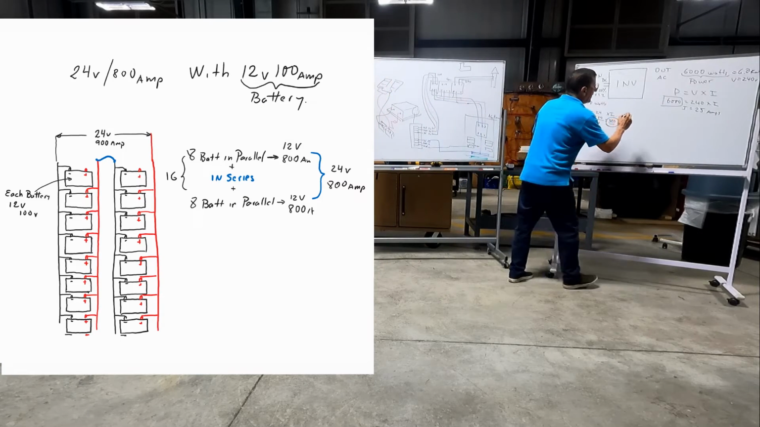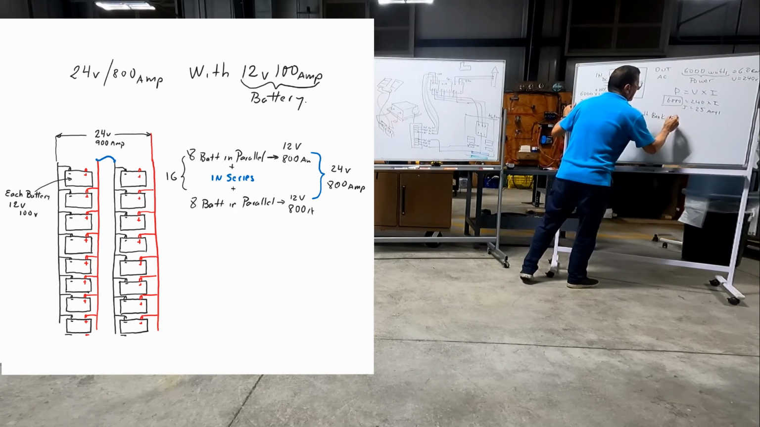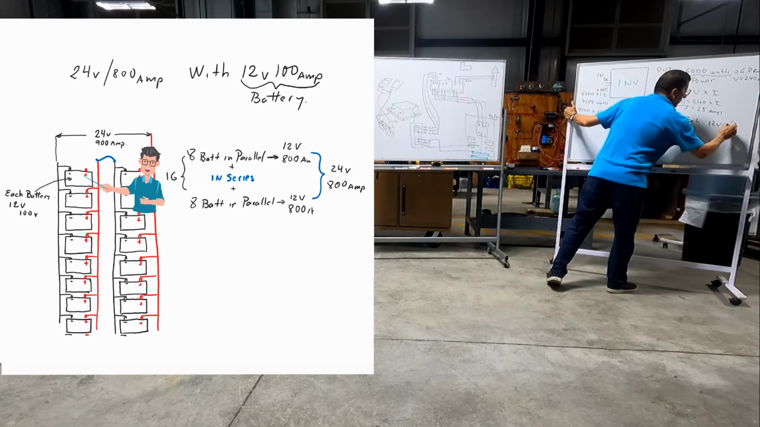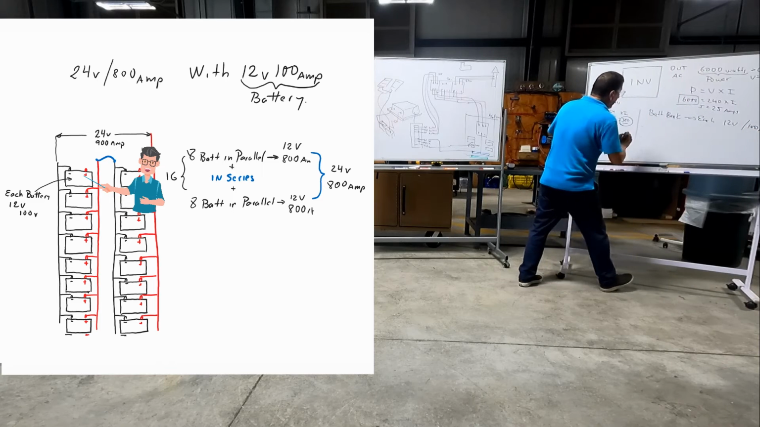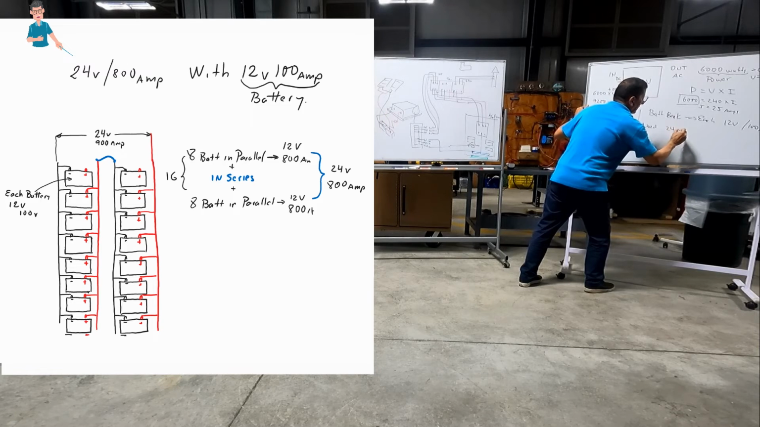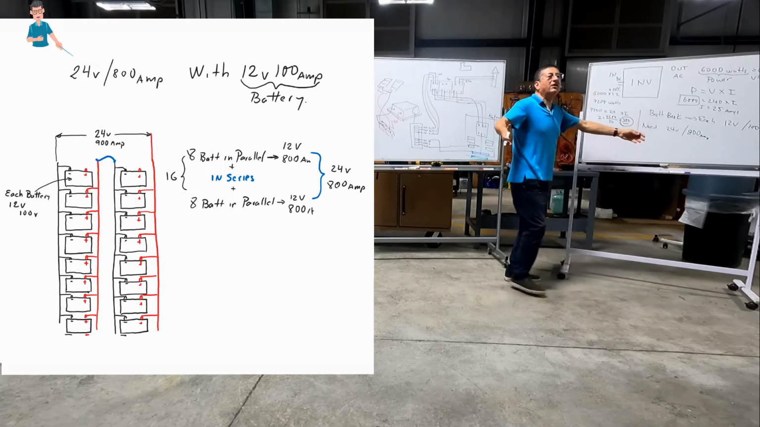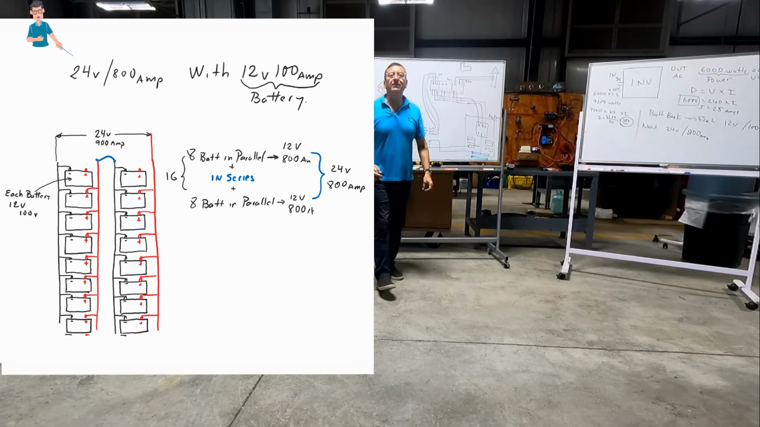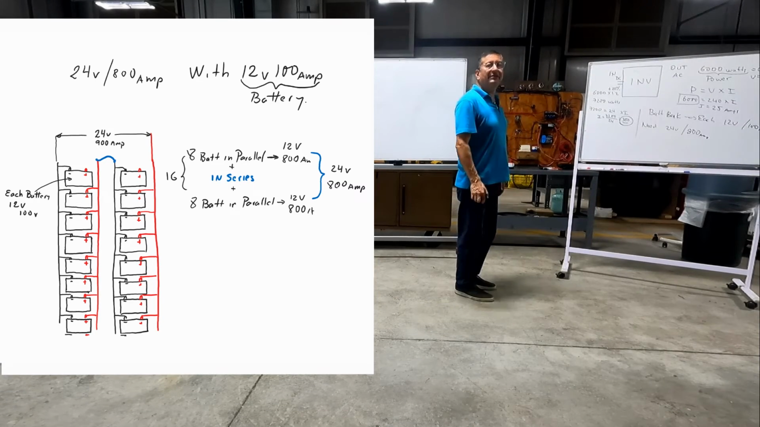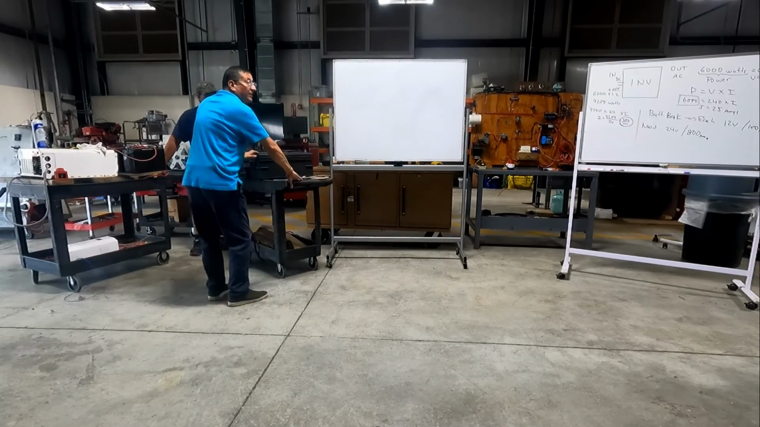The battery bank: I have batteries. Each battery is 12 volts, 100 amps. I need 24 volts, 800 amps, the capacity of the battery bank. How should the batteries be connected in order to produce 24 volts, 800 amps? I want to see your picture. Quickly! Okay. 16 batteries.